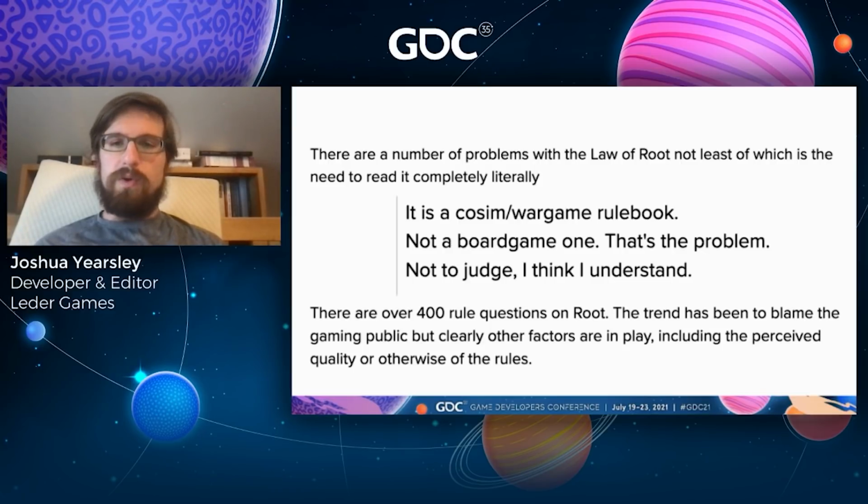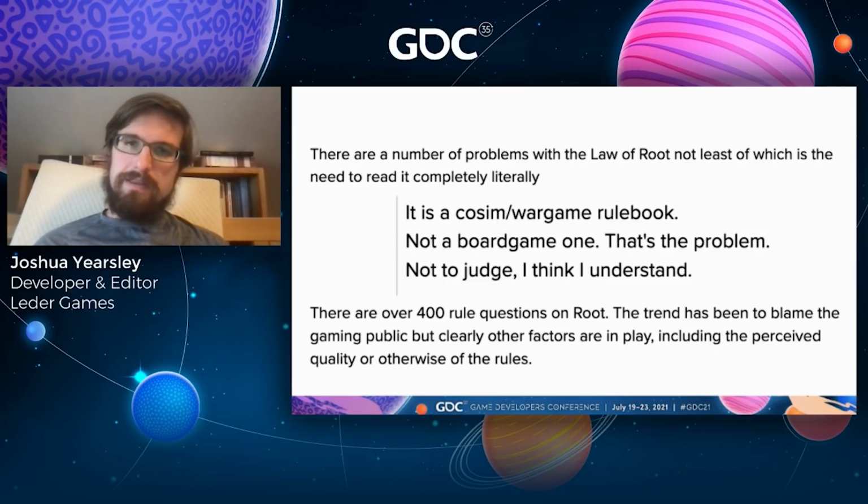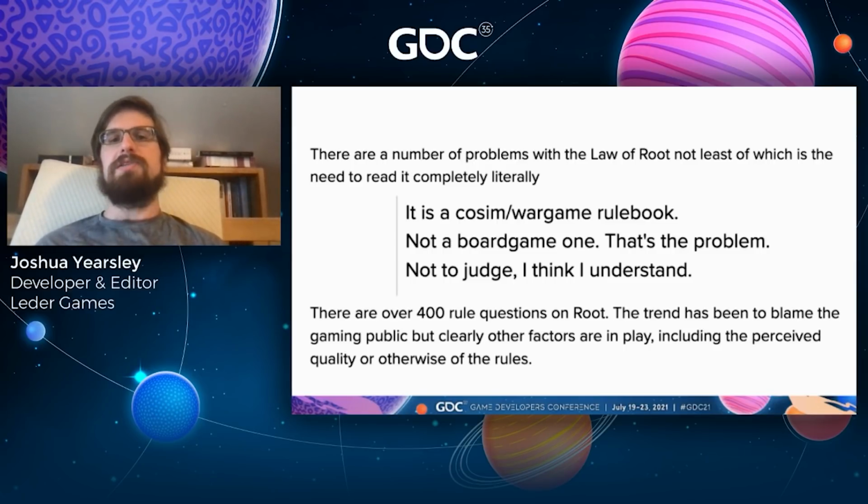And I want to point specifically to the top comment here, which says, there are a number of problems with the Law of Root, not least of which is the need to read it completely literally. So I think that this really gets at the crux of the problem, which is we have these different audiences coming in, and one of them basically understands this tradition of rulebook writing and that is very literal, and one of them is not familiar with it. And that is absolutely not a problem with that audience. It is a problem with how the rulebook is written and how we present it to that audience.